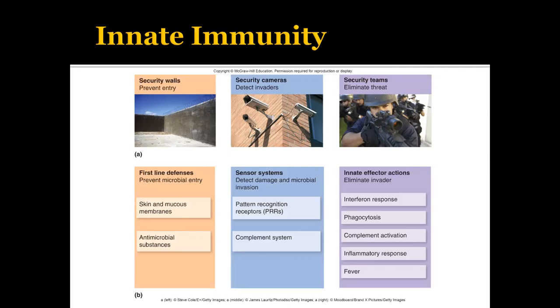So again, our first line of defense, then detection. Maybe they've gotten by that first line of defense, so what do you have? Well, you have something called pattern recognition receptors. We'll talk about a couple specific examples of those. They are looking for molecular patterns of pathogens. Their basic job is to say, this is self or this is non-self. And no matter what the non-self is, the reaction is going to be the same.